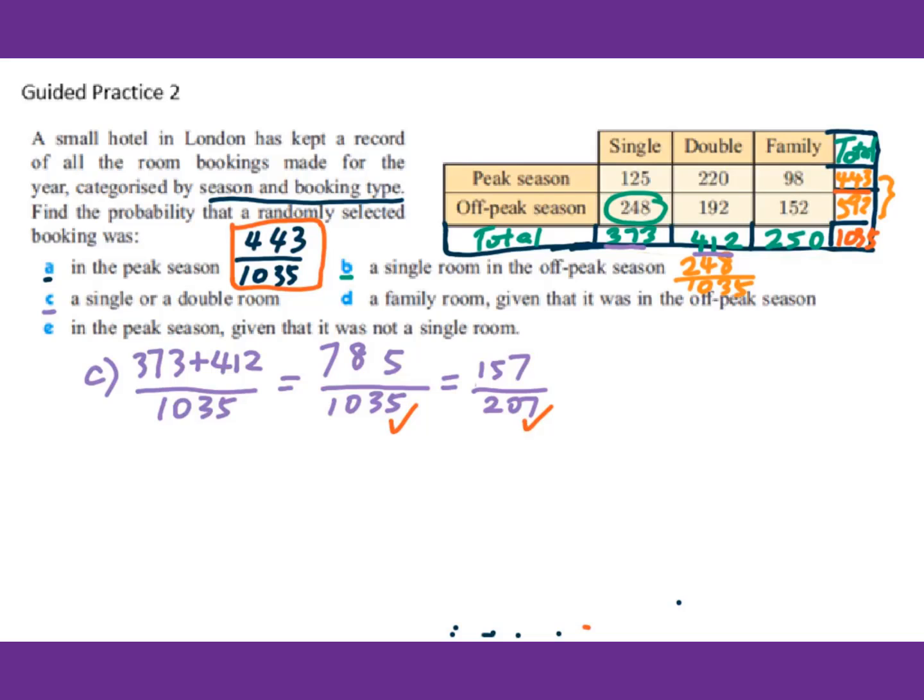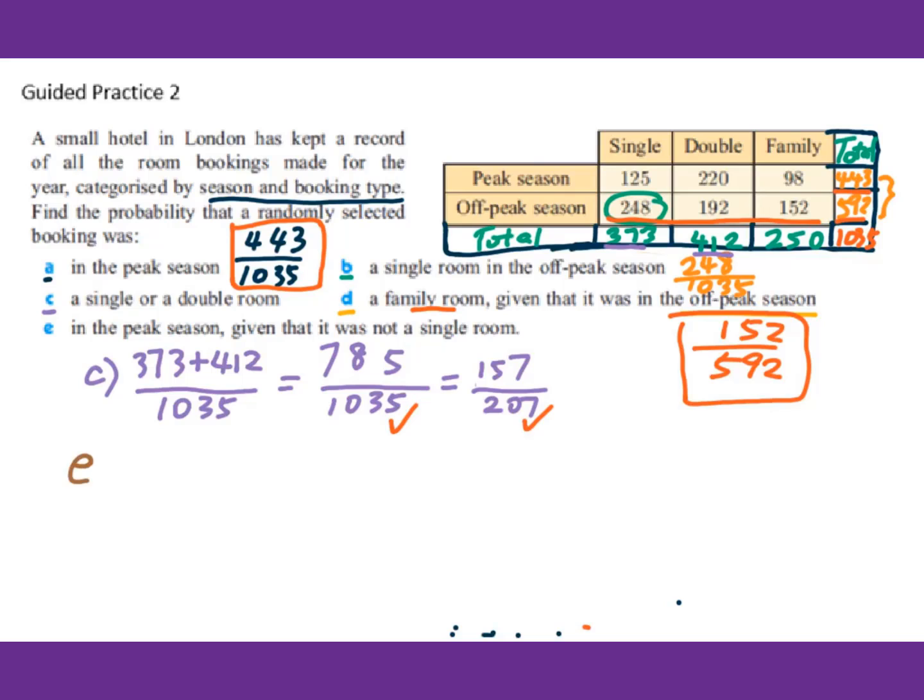Now let's go to D. A family room, given that it was in the off-peak season. Off-peak season, which means this one, 592 as a denominator. Among these three, you check family room, it will be 152. So this will be the solution to D.